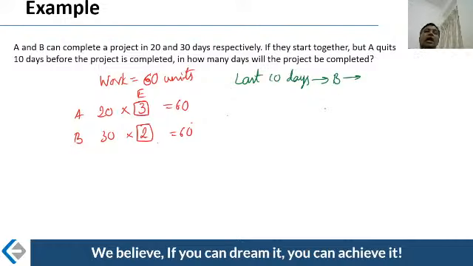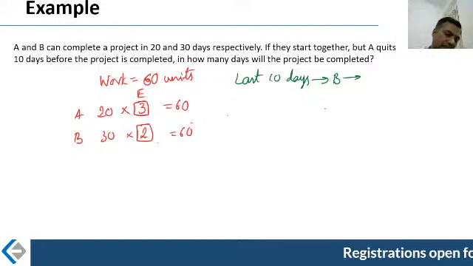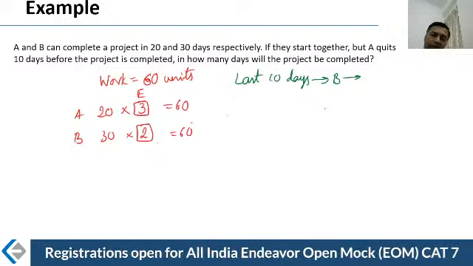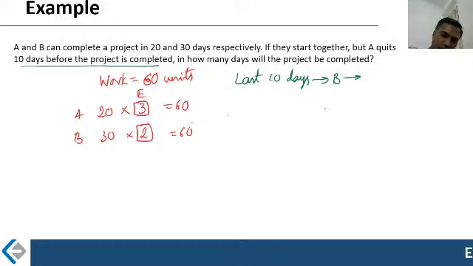Simple. In the last 10 days only B was there. How many days they were together first, I don't know. But who worked in the last 10 days, that I know. B alone worked on this particular project, because A wasn't there. What is the efficiency of B? 2. And how many days did he work? 10.